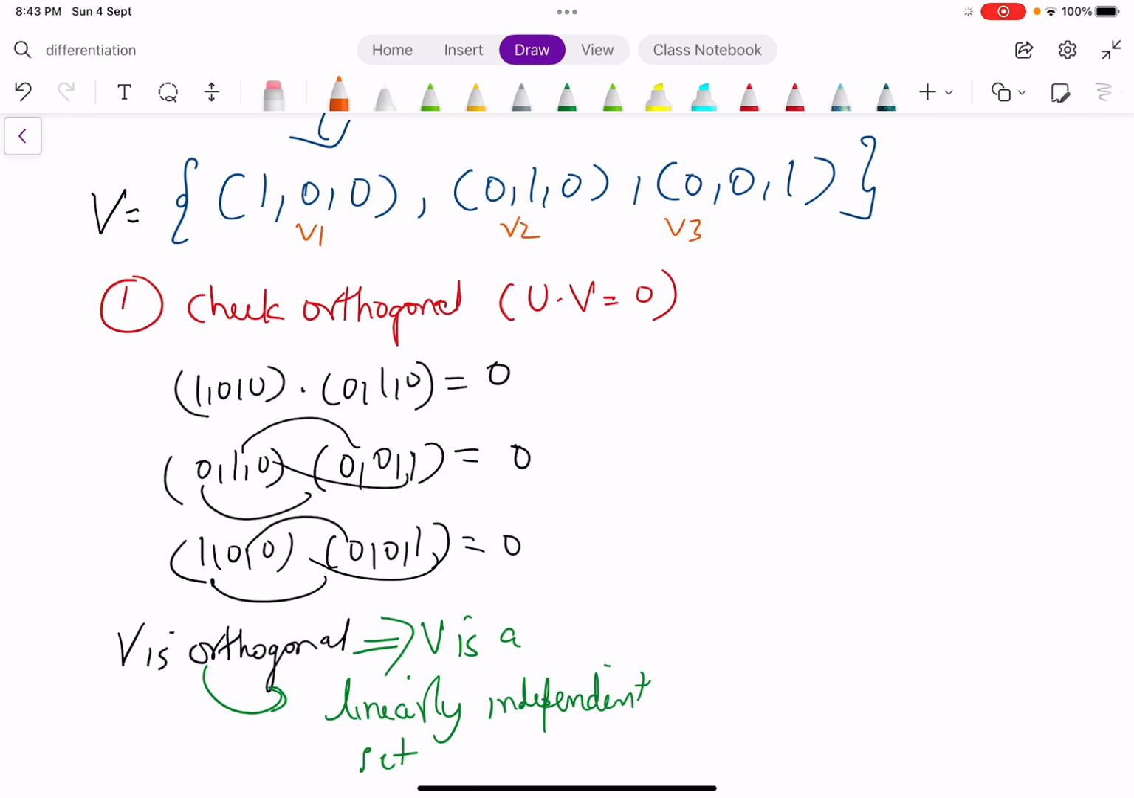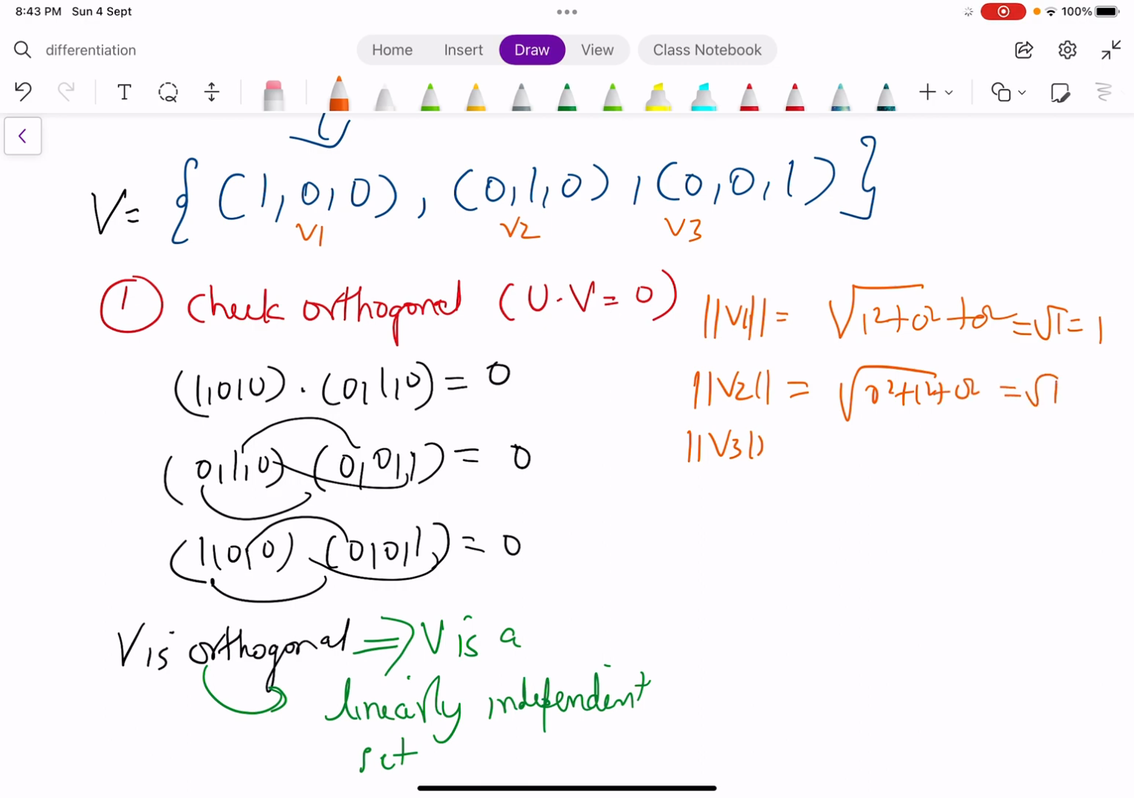Let's first find out the norm of v1, which is the square root of 1 squared plus 0 squared plus 0 squared, which is root 1, which is 1. Similarly, if you calculate the norm of v2 and the norm of v3, each just has one 1 and two zeros. So again, this will be the square root of 0 squared plus 1 squared plus 0 squared, which is again root 1, which is 1. And similarly, this one is also 1. So all of them are unit vectors. That means V is an orthonormal set.